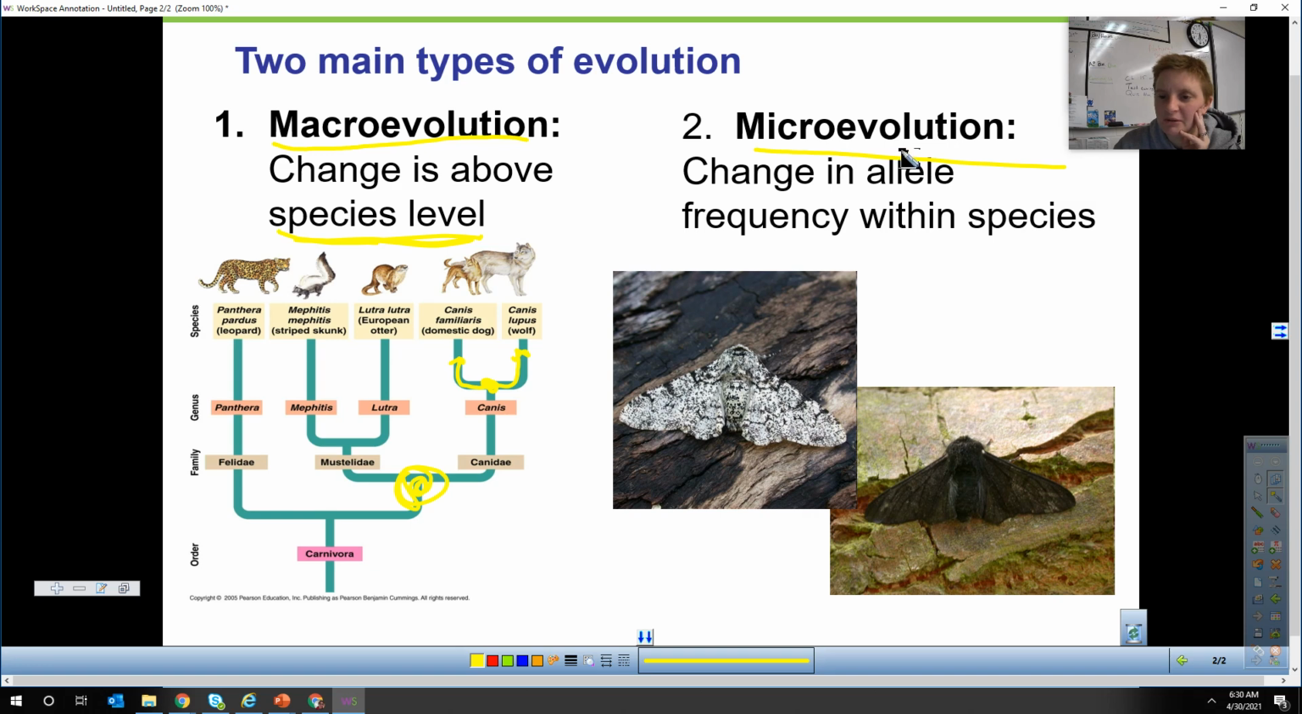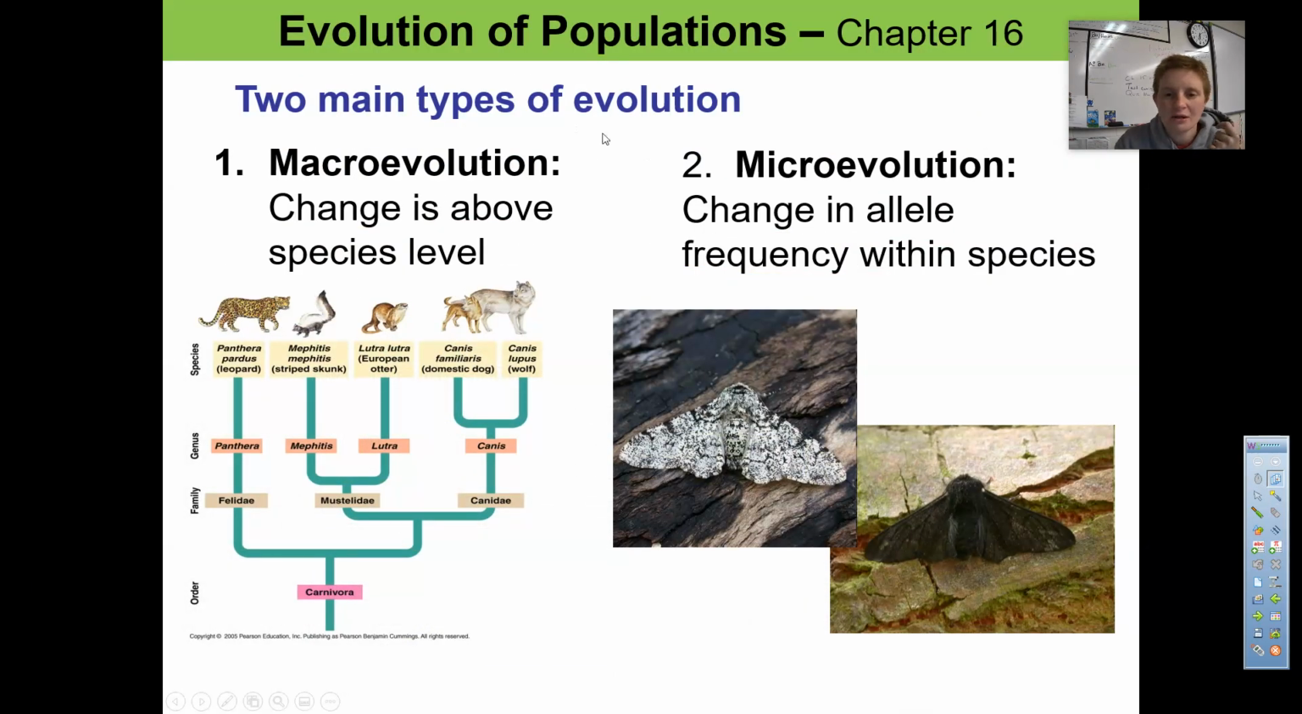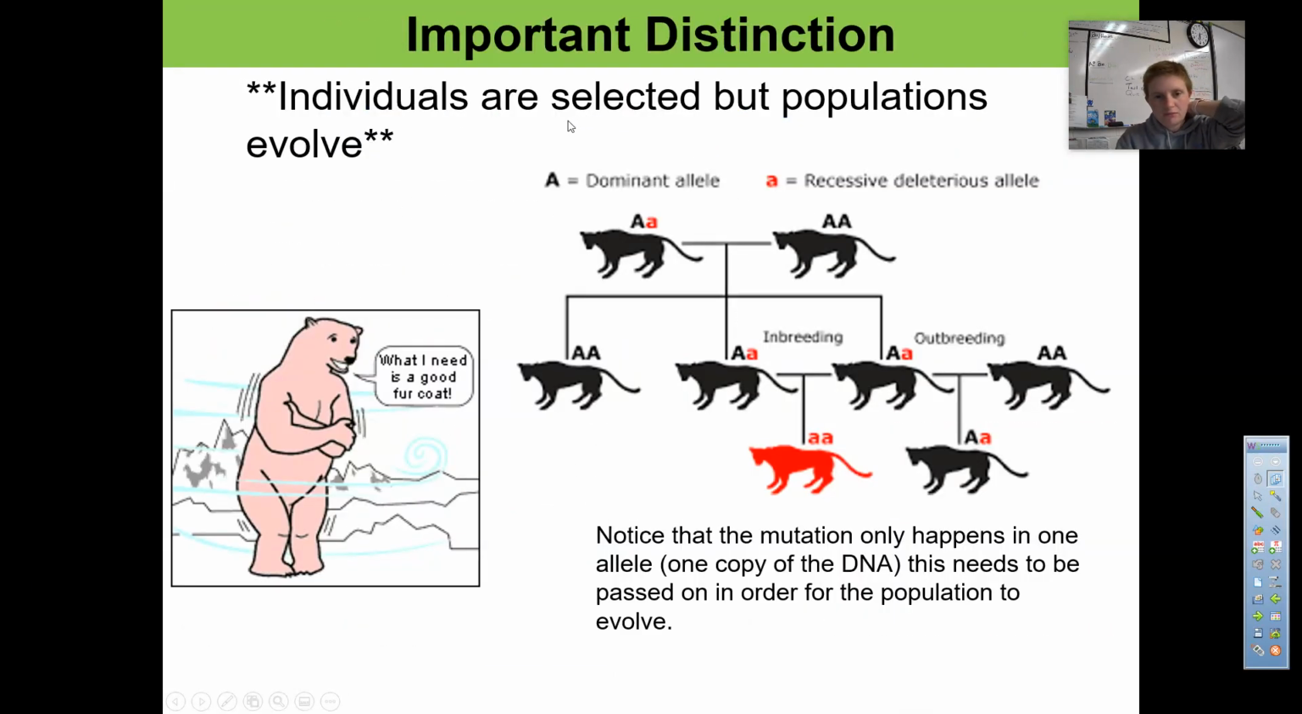And then there's microevolution, which is honestly much more common, and that is any change in allele frequency, and that's going to be within a species. So it's like when one color becomes more dominant than another color, or not more dominant, more prevalent, you could say. And then maybe that'll switch back like it did with the moths, where the other one became more prevalent after the switch back. So yeah, those are our two main types of evolution.